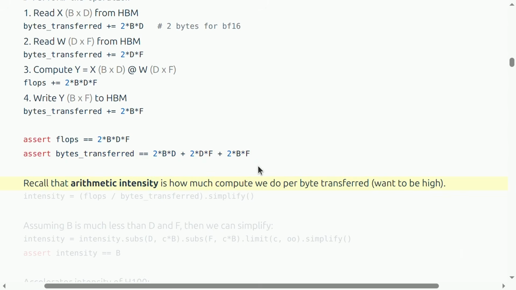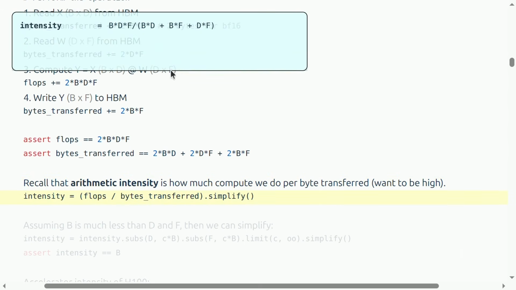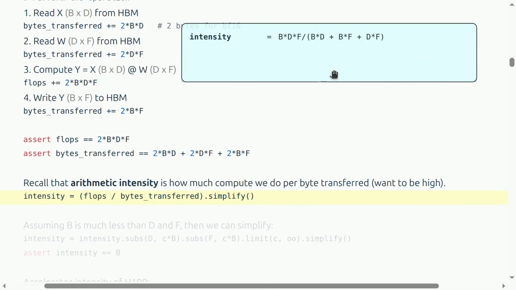Okay, so remember arithmetic intensity is how much compute we do per byte transferred, and we want this to be high. So the intensity is equal to flops over bytes transferred. And I'm representing all these things symbolically because it will be easier to see and work with rather than numbers.